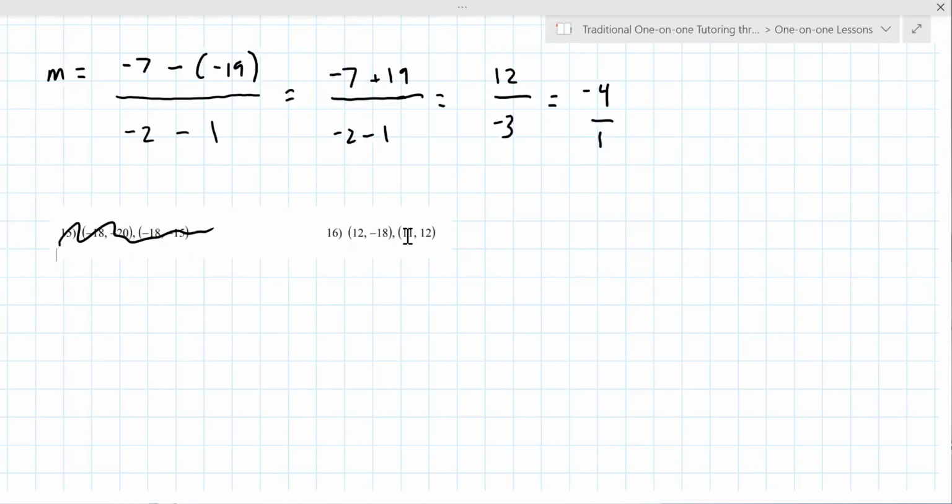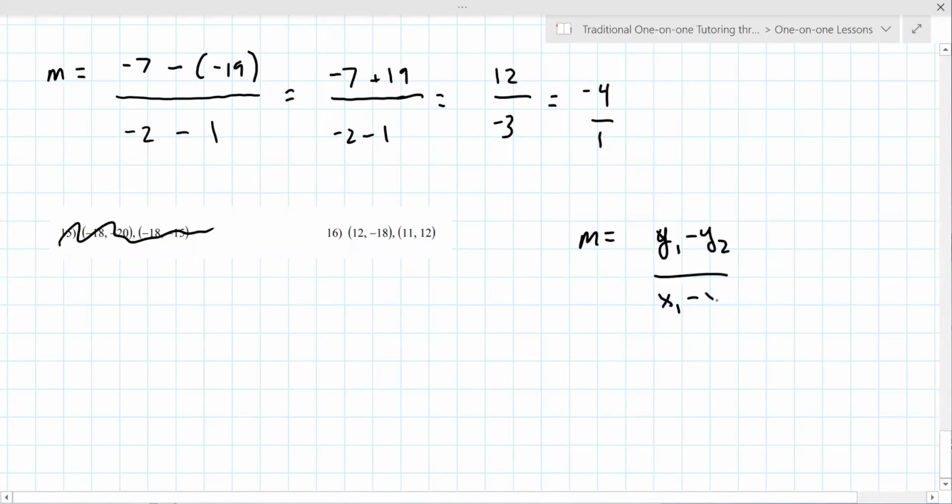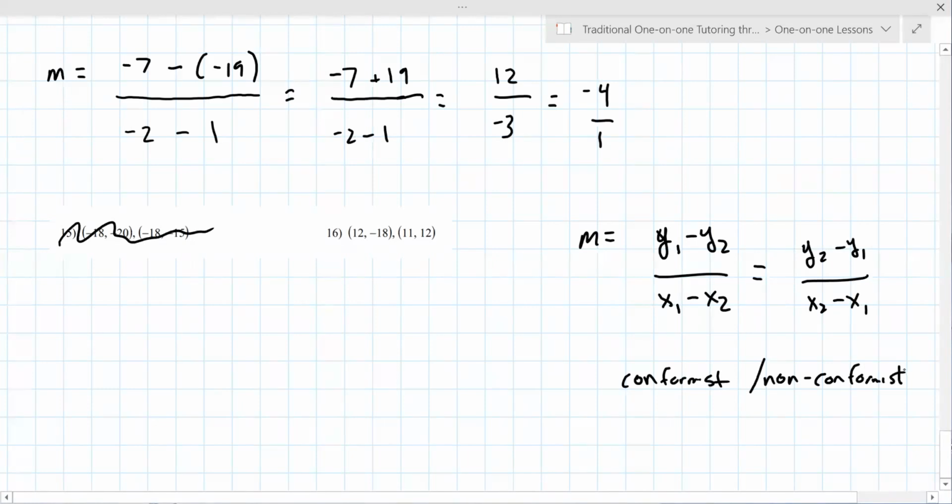We don't question it, but in truth, you can actually flip the equation. You can make the equation y1 minus y2 over x1 minus x2, but you have to be consistent in both, keeping them together. But every textbook in the world does it this way. So it depends. Are you a conformist or a nonconformist? And it's okay to be either. It's seriously okay. But that's what you're basically asking me.